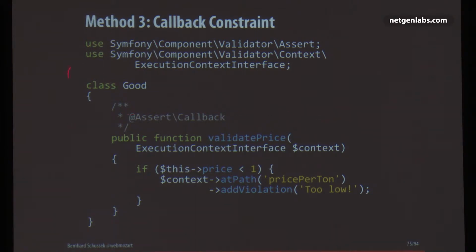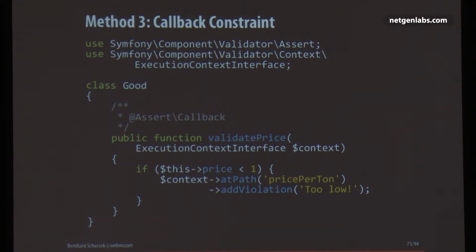In this case, we're adding a validation method to validate the price to the good class. You can name it anything you want. The important thing is that you have this callback annotation on that. And here you can execute your validation code and add your error in case the validation fails.